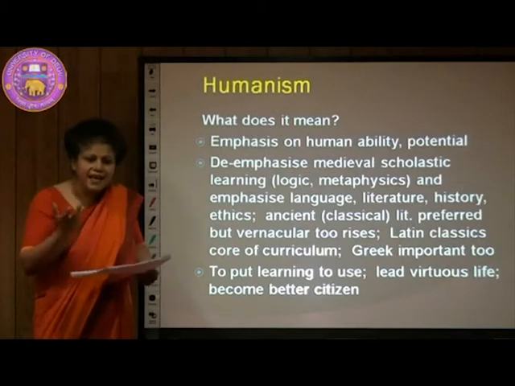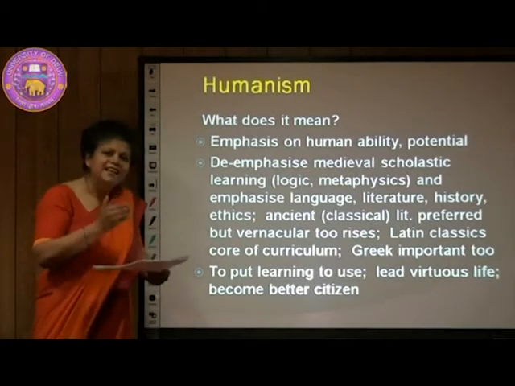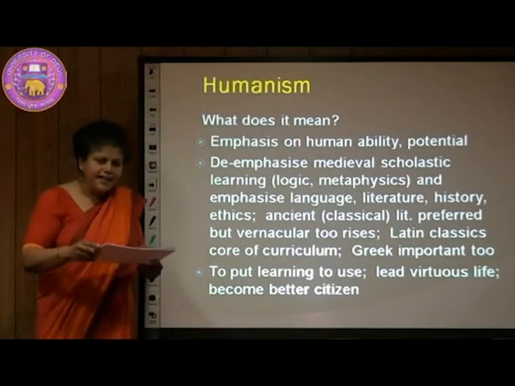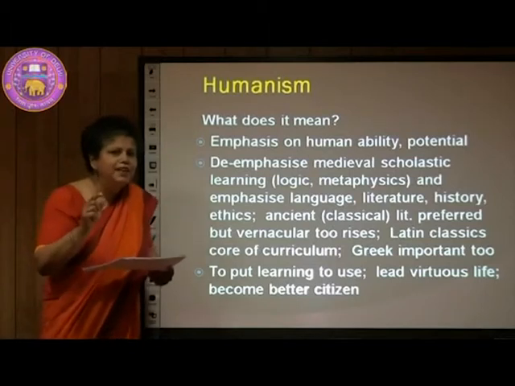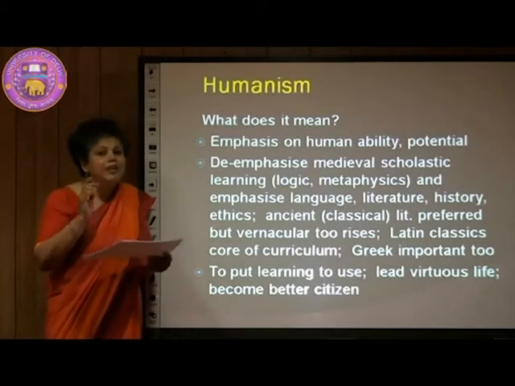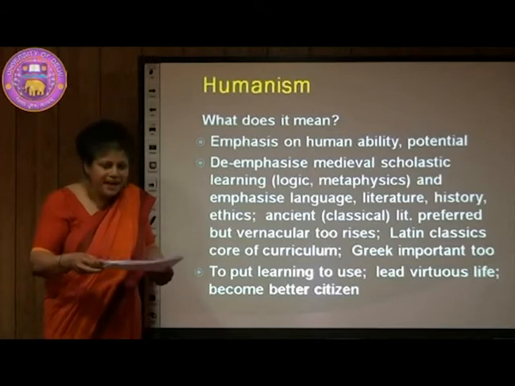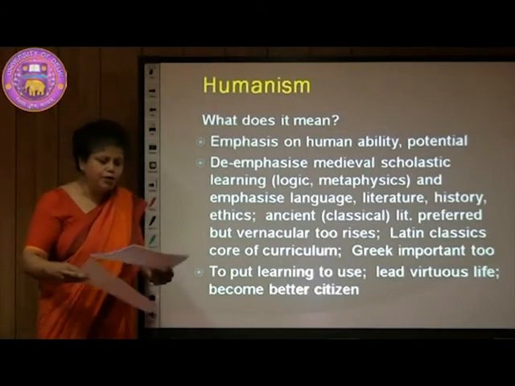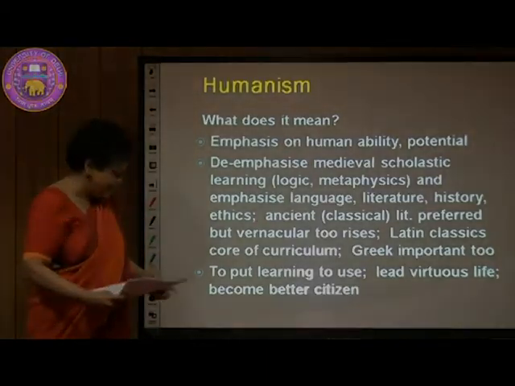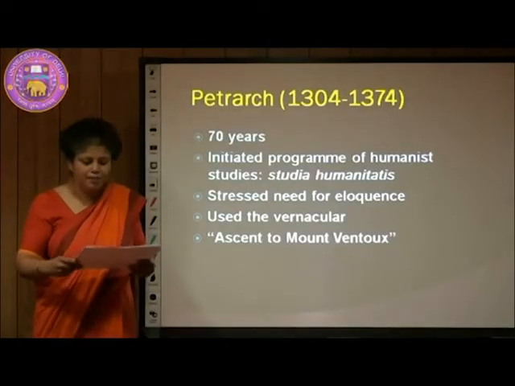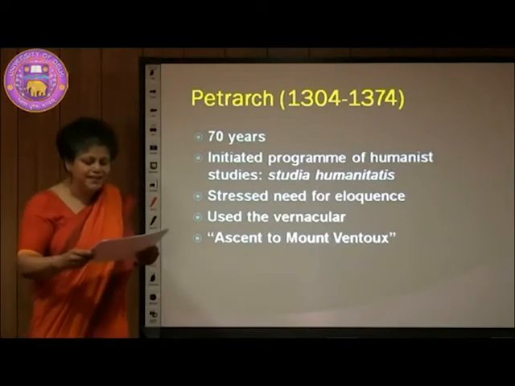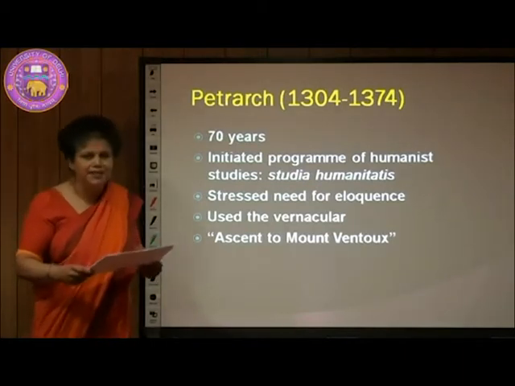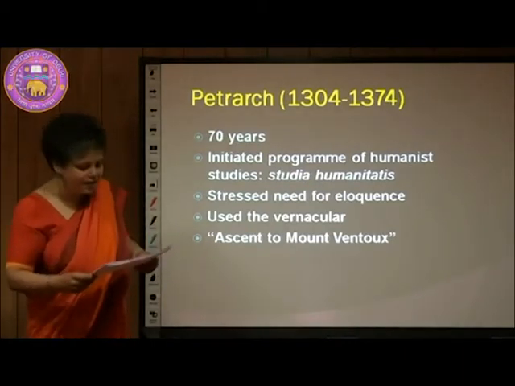These take place in the Renaissance. And as I said before, the end of learning is to lead a good life, to make an honorable and ethical individual, and also to become a better citizen. Is this man called Petrarch? Petrarch, his dates are 1304, 1374. He's called the father of humanism, lived to the ripe old age of 70.